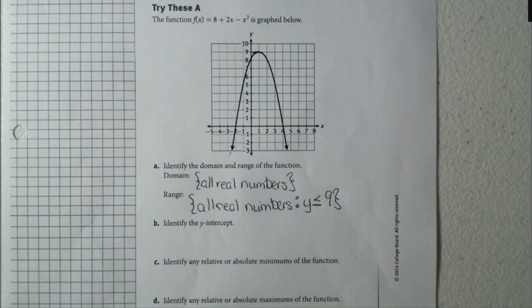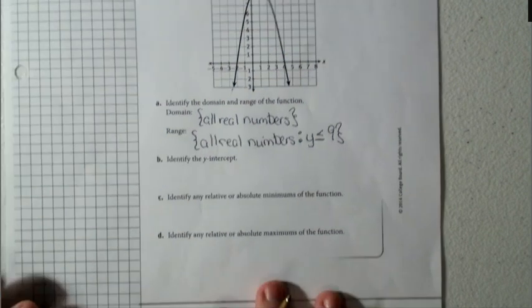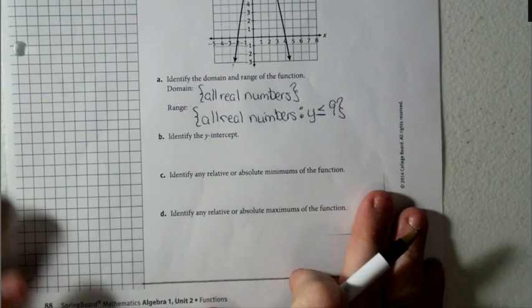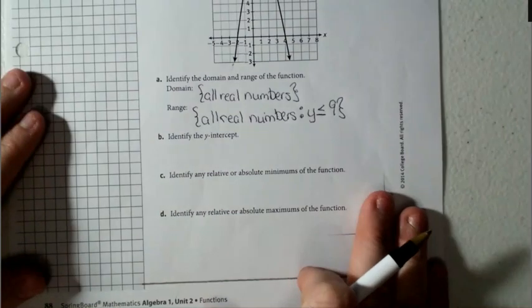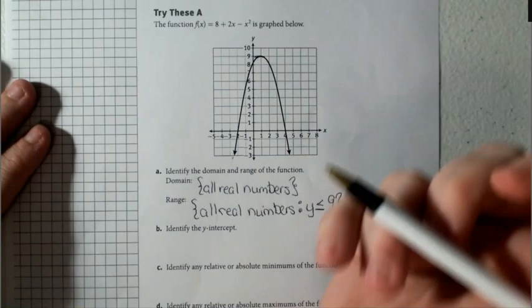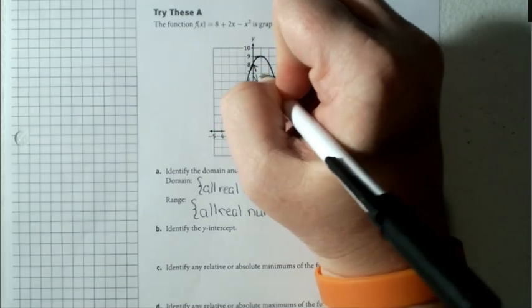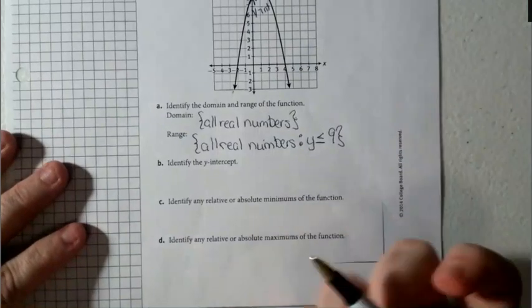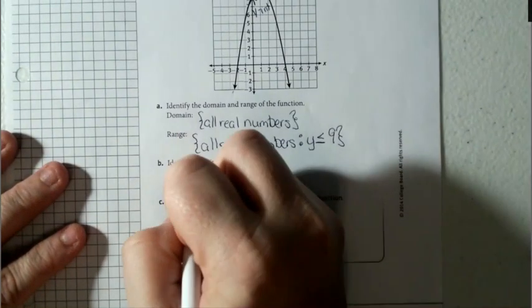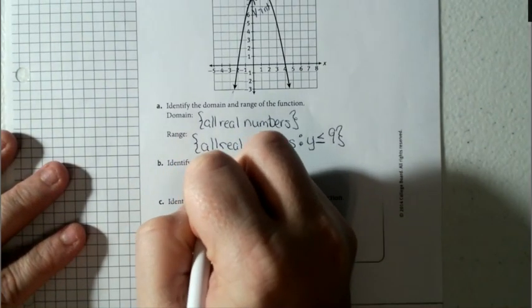Moving on to part B. Part B says, identify the y-intercept. Now remember, the y-intercept is where it crosses the y-axis. Right there seems to be my y-intercept. So my y-intercept would be located at 0, 8.